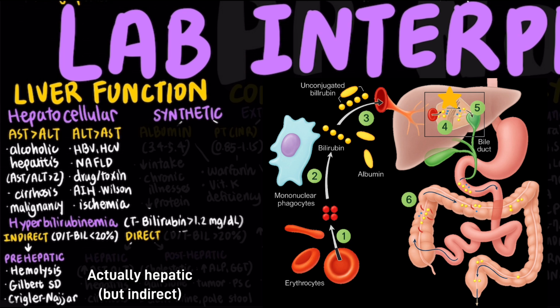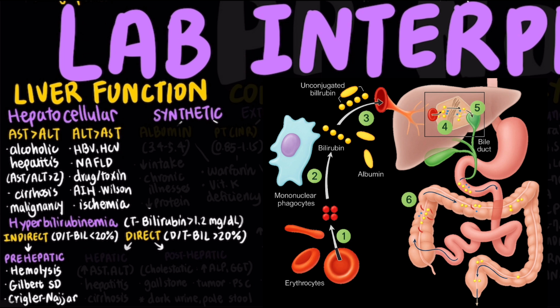and Crigler-Najjar syndromes. On the other hand, direct hyperbilirubinemia is defined when direct bilirubin makes up more than 20% of total bilirubin. This indicates that bilirubin has already been conjugated by the liver, but cannot be properly excreted, either due to hepatocellular damage or biliary obstruction.